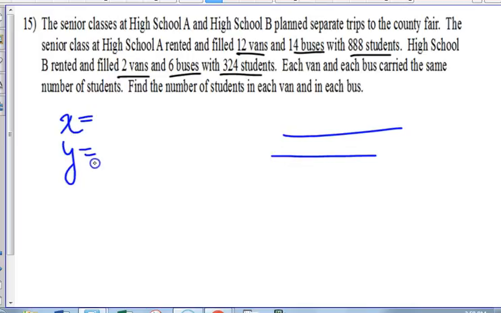When it says x equals and y equals, I want you to tell me what they represent. Do not write x equals van. Because it's not the numbers of the van, it's not the cost of the van, it's not the miles per gallon you get in the van, it's the what? Number of students that fit in a van. And what is y going to represent? Number of students that fit in the bus.